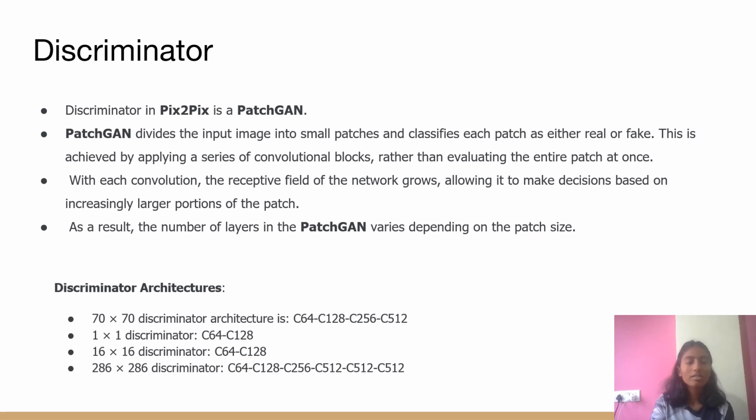Next, PatchGAN uses a series of convolution layers to process the patches. With each convolution, the receptive field grows, enabling the discriminator to make decisions based on larger portions of the patch. Variable depth: the number of layers in the PatchGAN depends on the size of the patches being evaluated. Smaller patch sizes require fewer layers, whereas larger ones require more to cover the patch area. The discriminator output is a grid where each value corresponds to the classification of a patch as real or fake. So the output is a grid where each value represents whether the patch is real or fake.